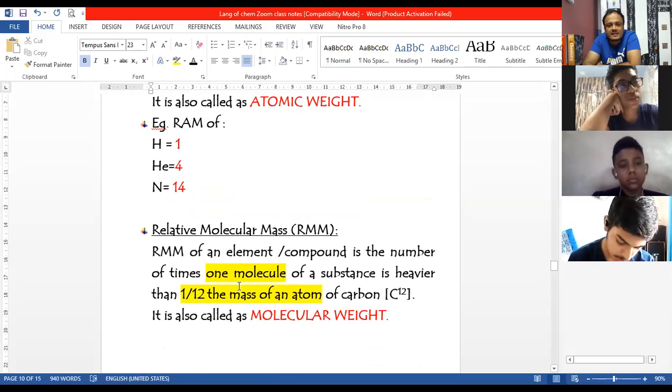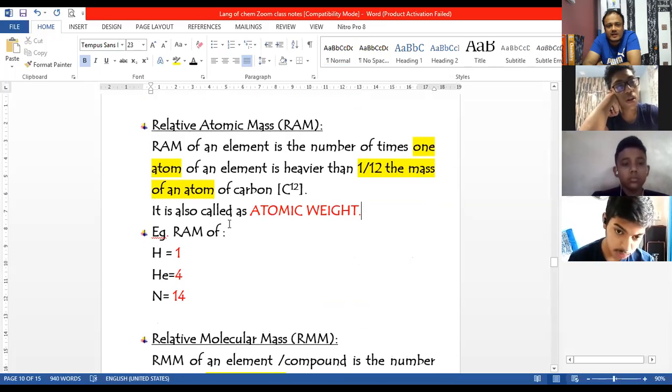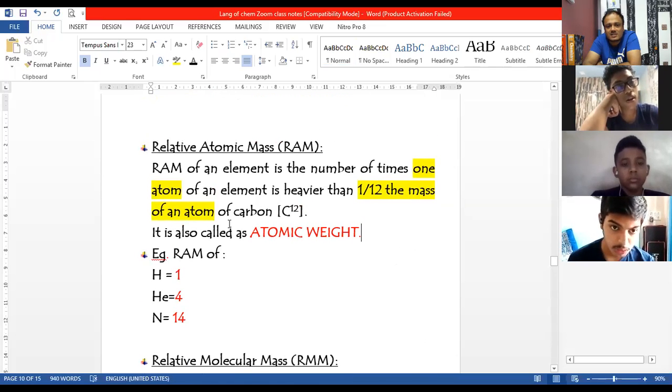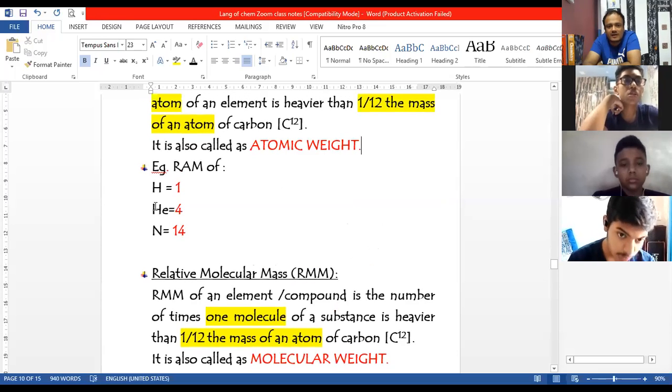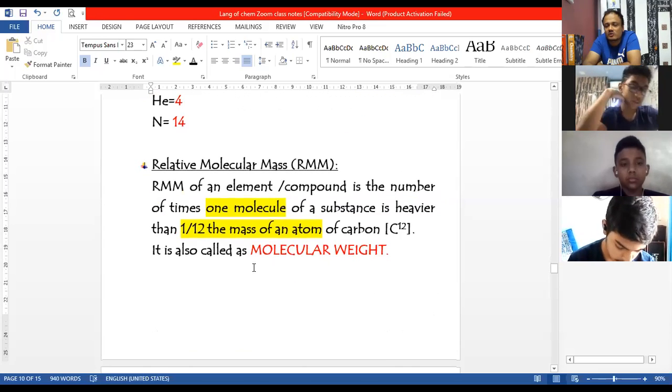Similarly, relative molecular mass. The only difference between atomic mass and molecular mass is that in atomic mass we found out the mass of an atom of a substance. In molecular mass we are finding the mass of a molecule of a substance. So here we found out He, N and all. Here we'll be finding CO2, SO2, SO3, all these kinds of compounds. And we are calling it element and compound because if it is a diatomic element, say H2, that will be molecular mass, because one molecule of hydrogen has 2 atoms, right? So no need to get confused over there.